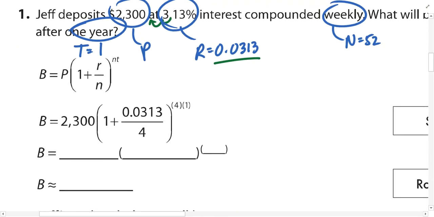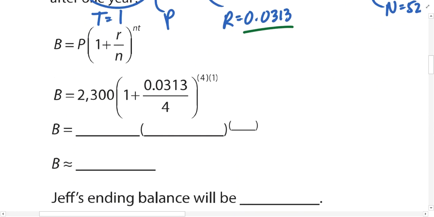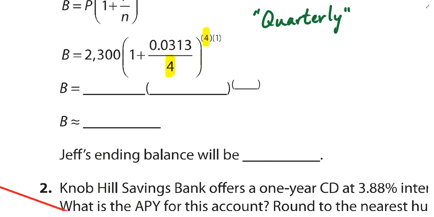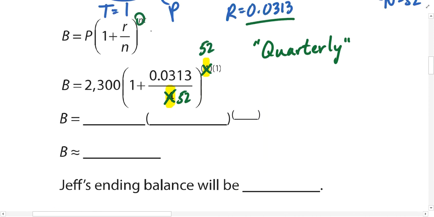So I'm not sure if any of you started on this already or caught this mistake, but as it turns out, the worksheet that I've provided to you actually does have a mistake in it. The N value is supposed to be 52, not 4. This would have been good if the investment was compounded quarterly, but the instructions clearly did say weekly, so we need to change that to 52. So I'm going to cross this out, change that to 52, and this one to 52 as well. Anywhere that we see the letter N, we need to make that change.